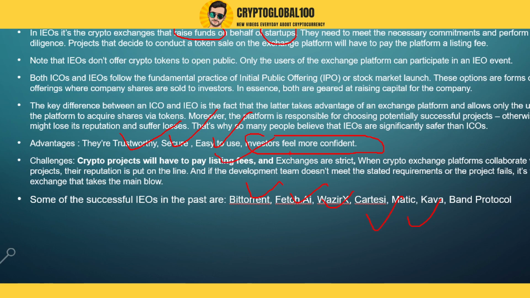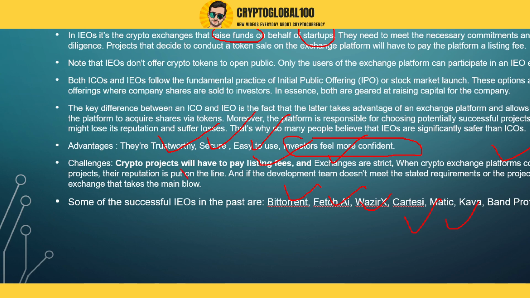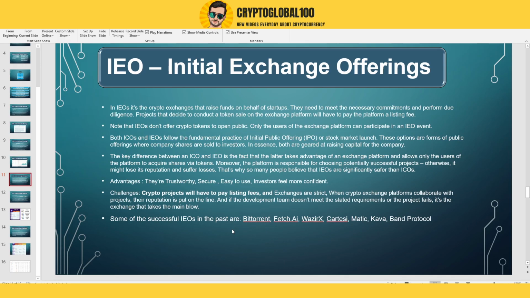Exchanges are strict, because when crypto exchange platforms collaborate with projects, their reputation is on the line. When Binance lists a certain project, it has to verify all the information: the website, the Telegram channel, the tokenomics of the project, and all that stuff.